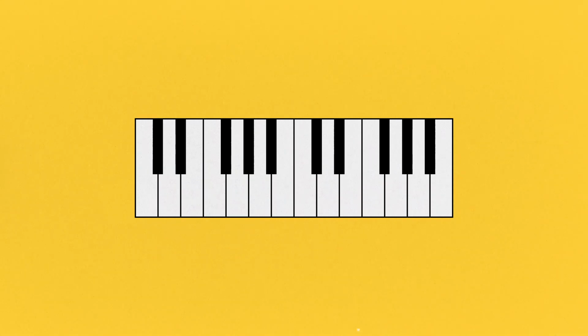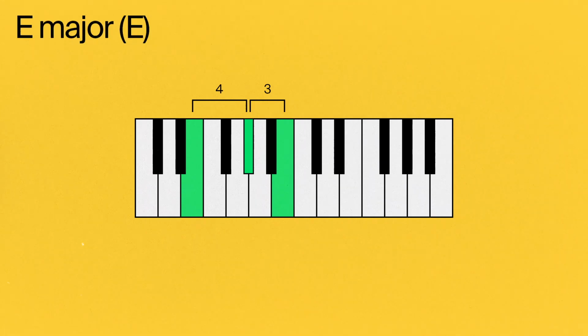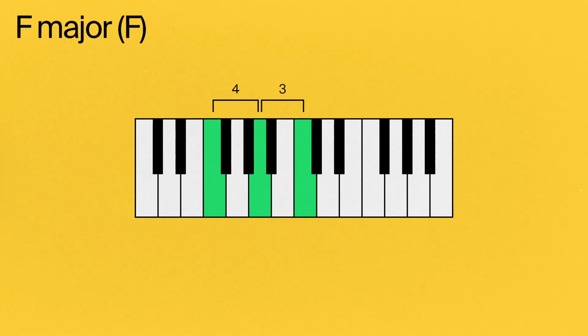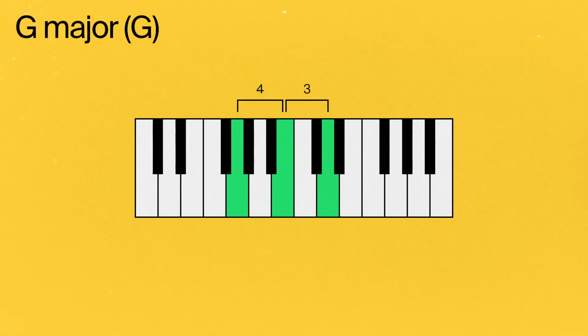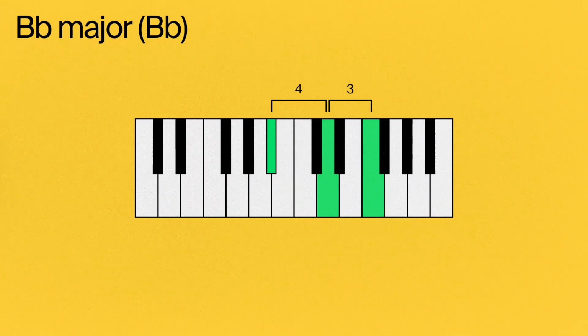These intervals stay the same for all major chords. The only difference is where the root starts from. If you want to make an E major chord, for example, you start with the root, which is an E, go up 4 semitones, and go up 3 more semitones. The same thing goes for any major chord, whether it's an F major, G major, or B flat major.